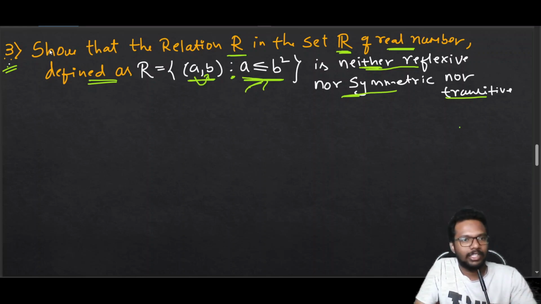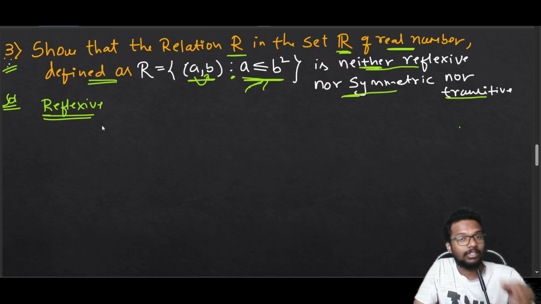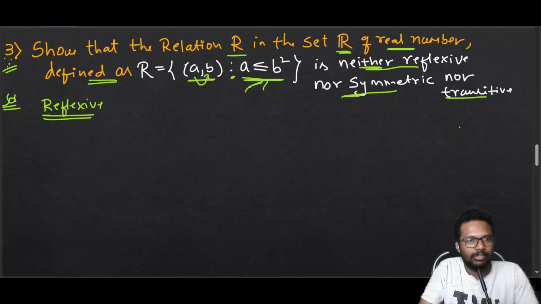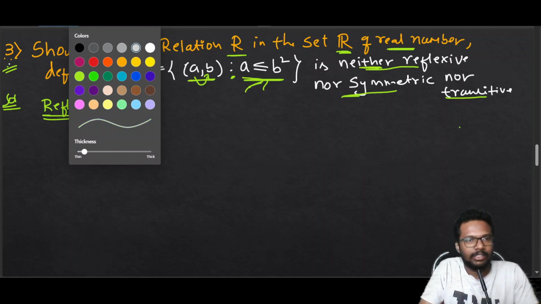Let's start by finding an example. First I write here the solution. First our target is reflexive. For the reflexive topic, I have to show R is not reflexive. So let's start with examples.